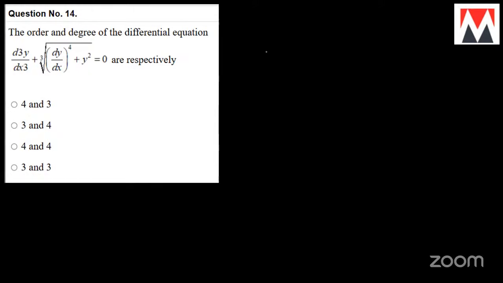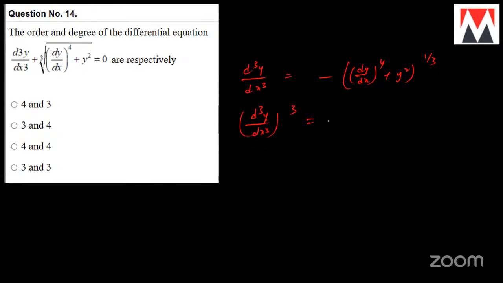So let us see how to solve this. We have d cube y by dx cube, which you can write as minus of (dy by dx whole power 4 plus y square) whole power 1 by 3. So for degree and order, the highest derivative's power is the degree and the derivative's order is the order. So you have (d cube y by dx cube) whole cube. You can leave the minus like that, because the cube root of minus is again minus only. So your degree is this one and the order is 3. So it is 3 and 3.